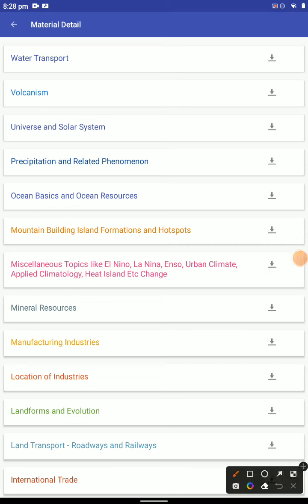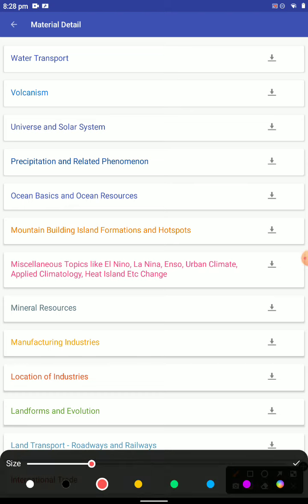Hello guys, today I will discuss the soft copy of Vision IAS. This is relevant for quick revision. In this topic, I would say it is the app of Vision IAS. You have a lot of information; you have read it, and then you have realized you have a lot of material.